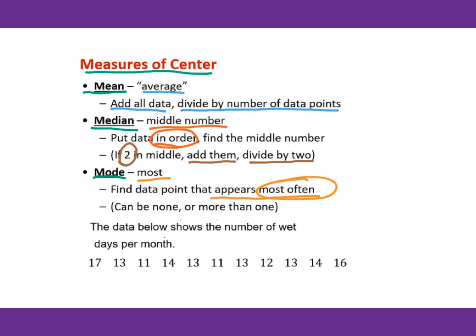Sometimes we don't have a mode for the data. Sometimes we have two modes or three modes. That means the mode is more than one. Some people use modal value to show the mode, so modal value is another name for mode.